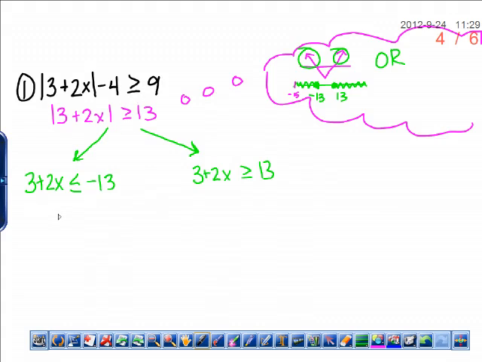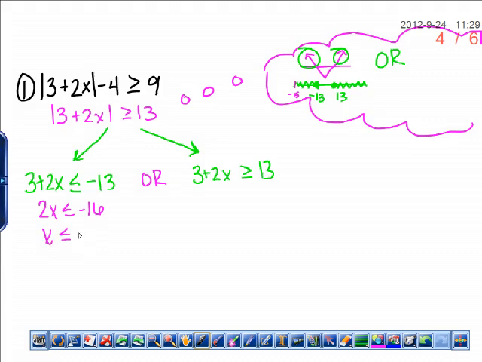All right, let's solve each of these. The cool thing is that now this is just like the stuff we did on Friday. The hardest part, and I'm not belittling it, it is hard, but the hardest part is writing these inequalities. After that, it's a piece of cake, because we can just solve it like we did on Friday. So let's go ahead and solve. I'm going to subtract 3, so I'm going to get 2x is less than or equal to negative 16.